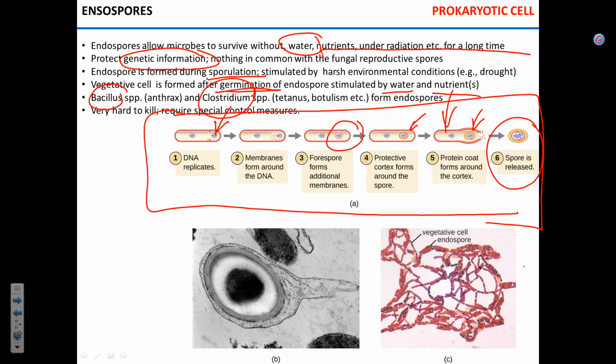Same goes for Clostridium botulinum, causative agent of botulism. When you don't preserve food properly, endospores can persist there. Okay? You consume, Clostridia starts to grow, you have botulism.